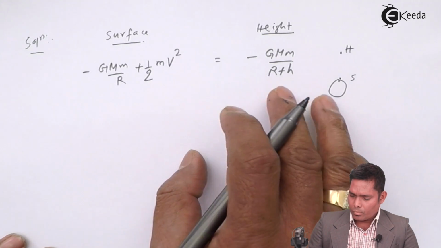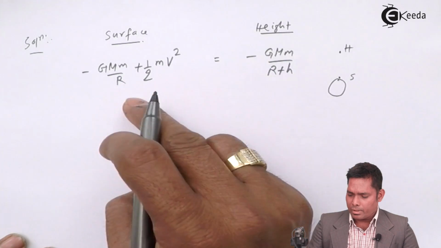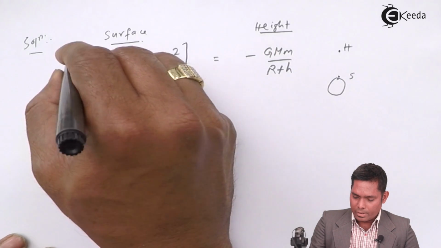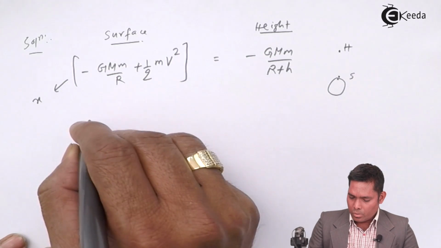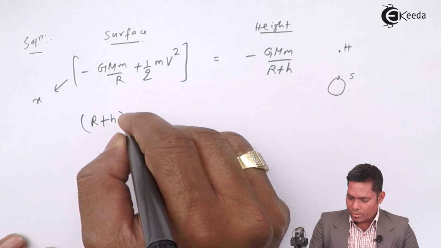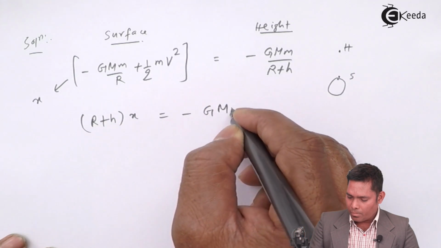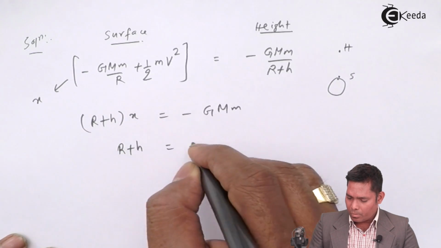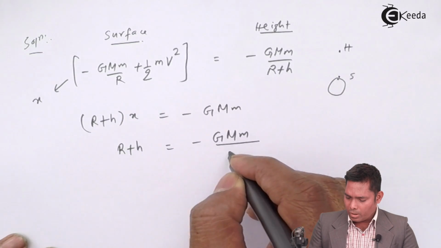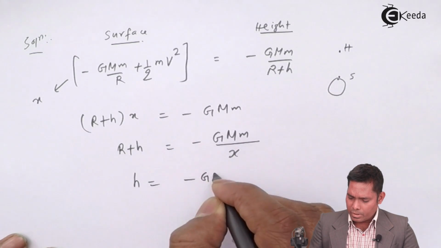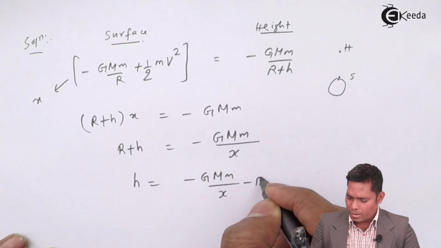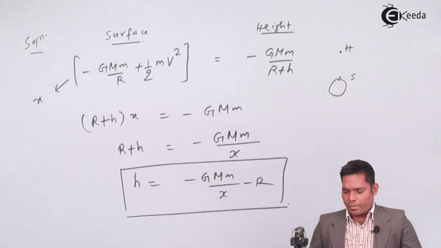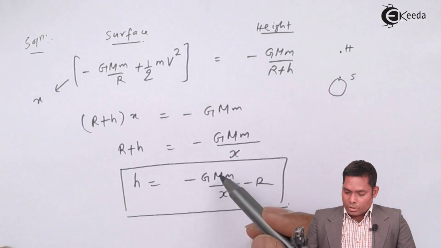So I'll first put the value, get the answer, divide by this, and r plus h I have to separate. So suppose that this is my x, I consider this as x. So r plus h into x equals to minus Gmm, or r plus h is equal to minus Gmm over x. H will be minus Gmm over x minus r. So that I have to find and write the answer for. So first I will find this one.